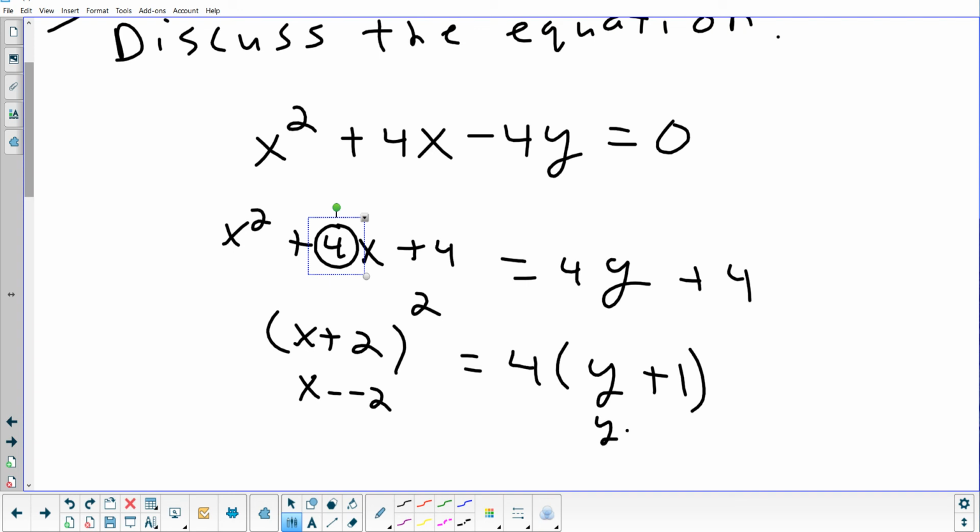Is there going to be a problem like this on the test? I'll complete the square. There could be. That's an April Fool's, right? I don't think so. Dang.